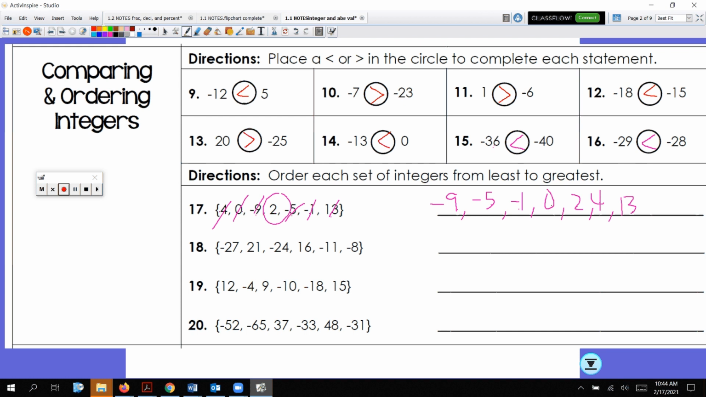All right, for number 18, the biggest negative or the smallest number is negative 27. Then negative 24. Then negative 11. Then negative 8. Then 16. Oh, I had my comma there. And then 21. And let's count our numbers. 1, 2, 3, 4, 5, 6. 1, 2, 3, 4, 5, 6. Okay, I counted for all the numbers.